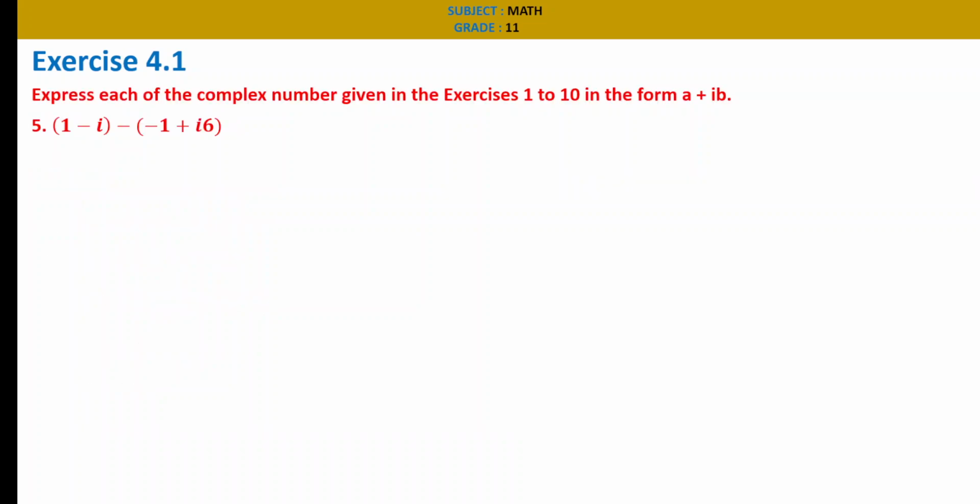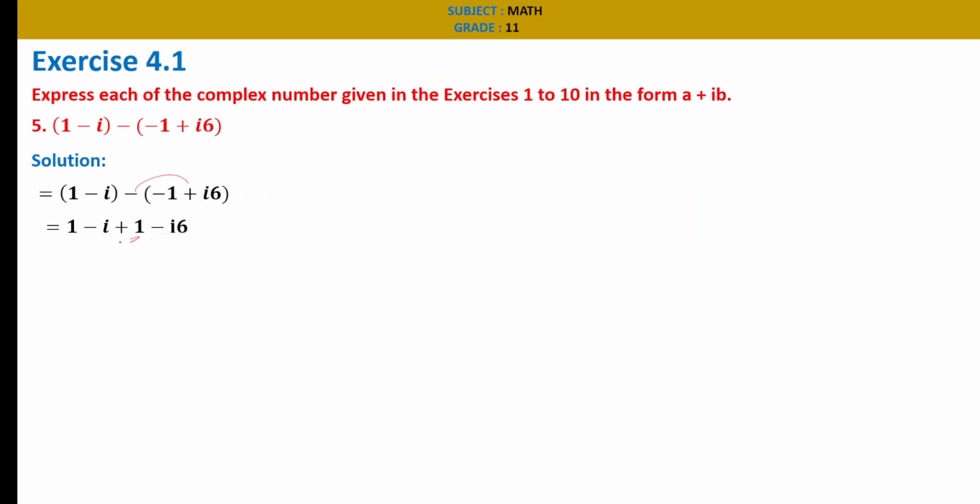Let us solve question number 5. We need to express this given problem in the form of a plus ib. Given one is (1 minus i) minus of (minus 1 plus i6). Solution. 1 minus i minus of (minus 1 plus i6). So let us separate out the terms. 1 minus i, minus into minus is plus, so here the writing is plus 1. Again minus into plus is minus, minus of i6.